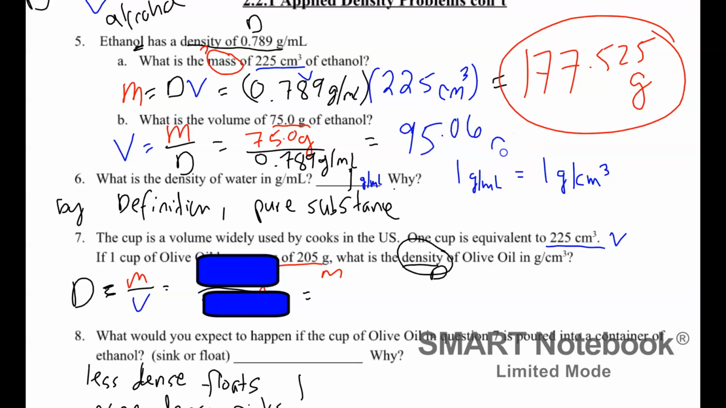95.06, and my units should be centimeters cubed, or mils, that's fine. Okay, question 6. What is the density of water in grams per mil? Well, it's 1 gram per mil, or 1 gram per centimeter cubed. We've told you that as a definition. It's a pure substance. All pure water has the same density, and it is 1.